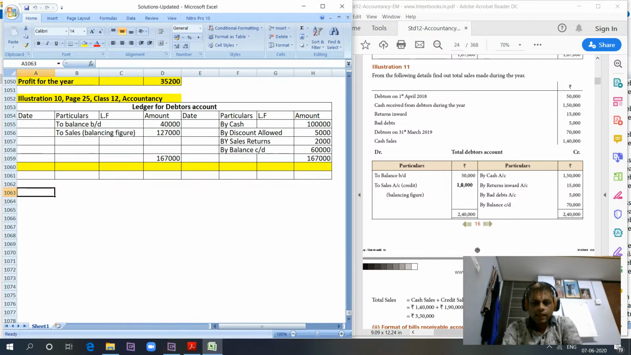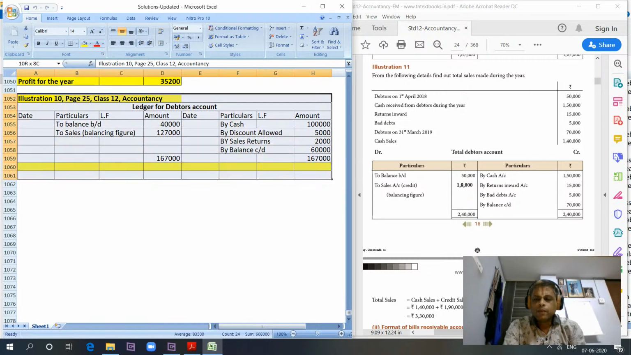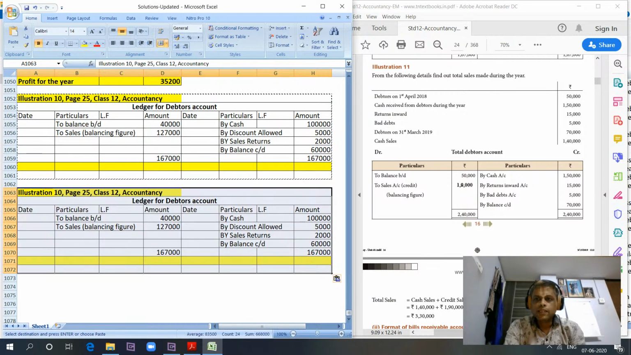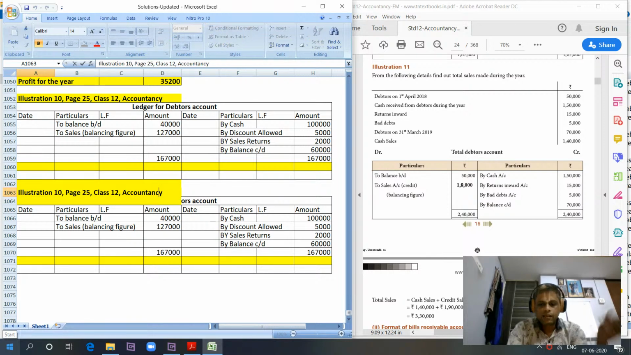So we have to start with illustration 11 now. We are on page number 24, Accountancy Standard 12. The following details, find out the total sales made during the year. This is in continuation of the last class. Students should know up to illustration 10 from last time, and now we are at 11. I'm on illustration 11, page 24.